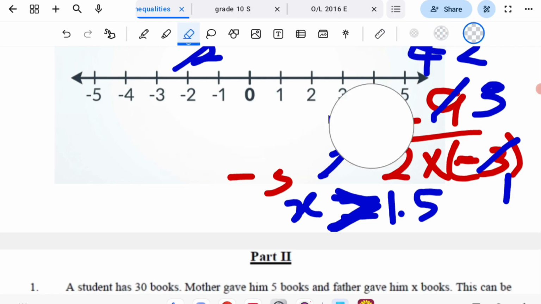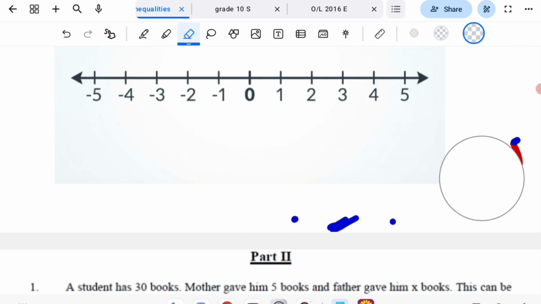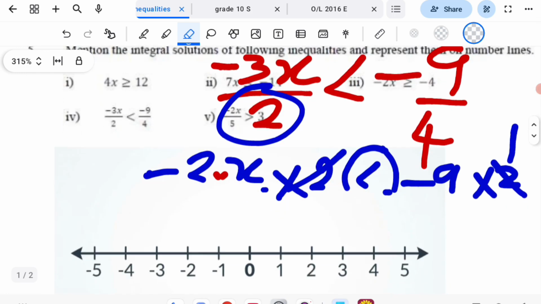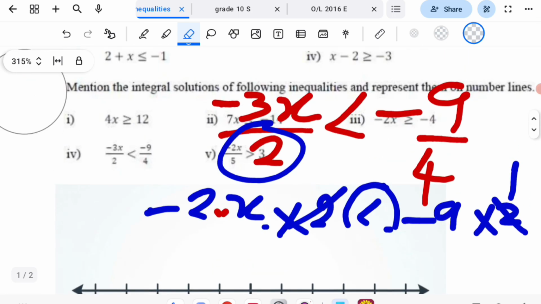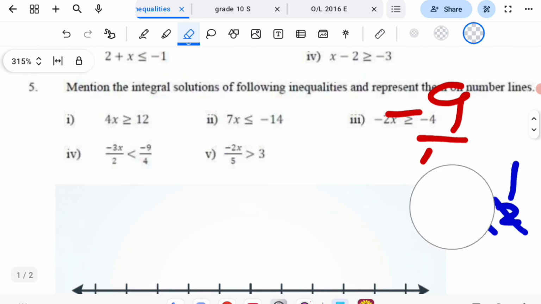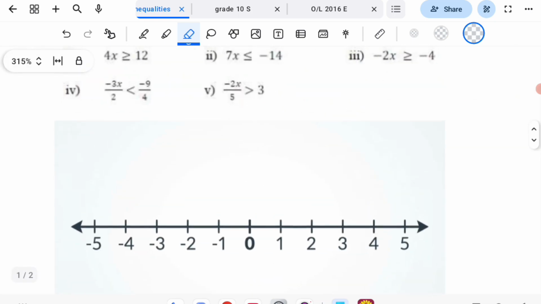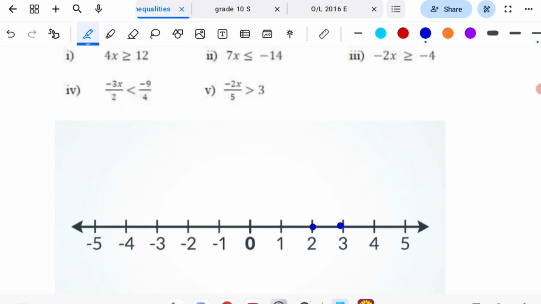Now we have to get integral solutions greater than 1.5. It means you can mark 2, 3, 4, 5.